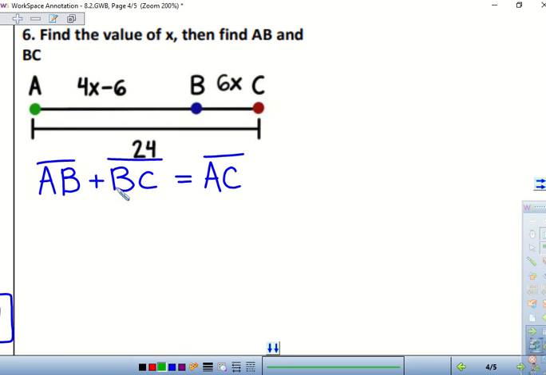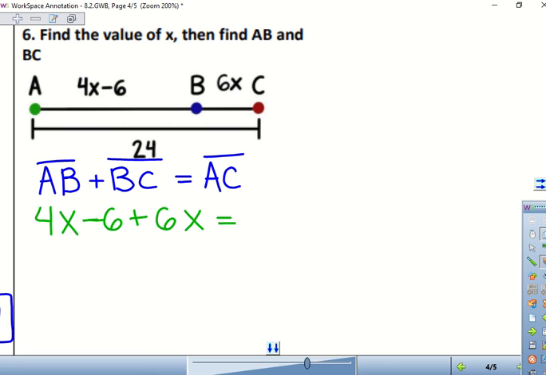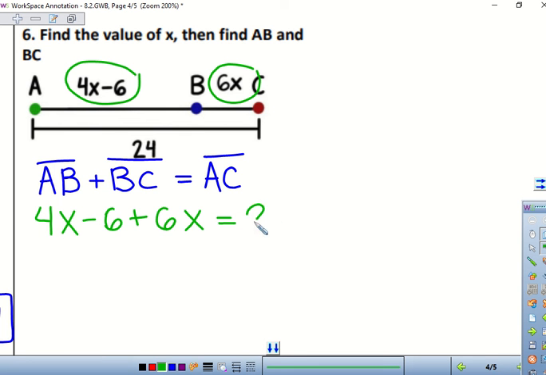What is the length of AB? 4x minus 6. Good. Plus the length of BC, which is what? 6x. Equals what? You said plus and you put minus. 24. Oh, I did. I'm sorry, I was looking at the other negative. I apologize. So the sum of AB plus BC is equal to the total length, which is 24.